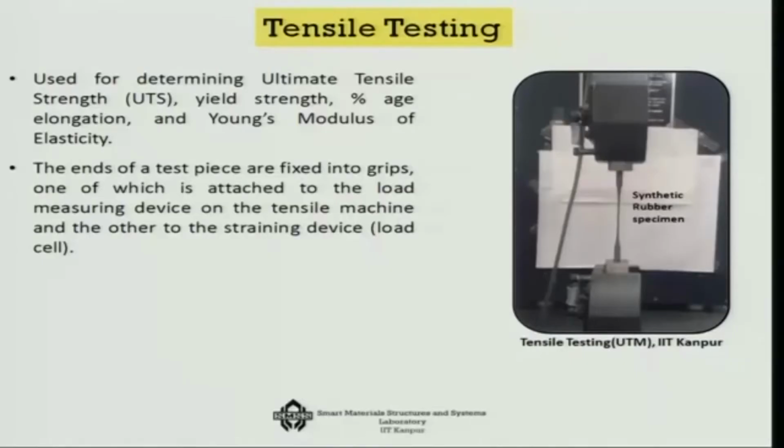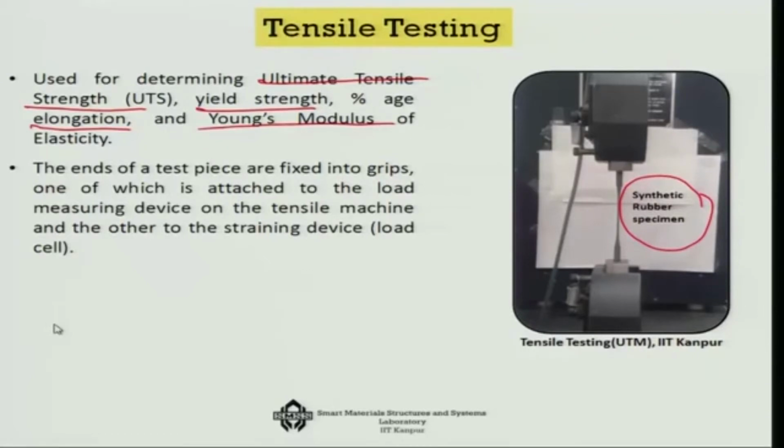In order to measure this property, we use a tensile testing system in a machine which is known as the universal testing machine, in which we find out properties like ultimate tensile strength, yield strength, percentage elongation, Young's modulus of elasticity, etc. I have just now shown you how we can deform the rubber specimen in a UTM machine; the same specimen can be used in this case.